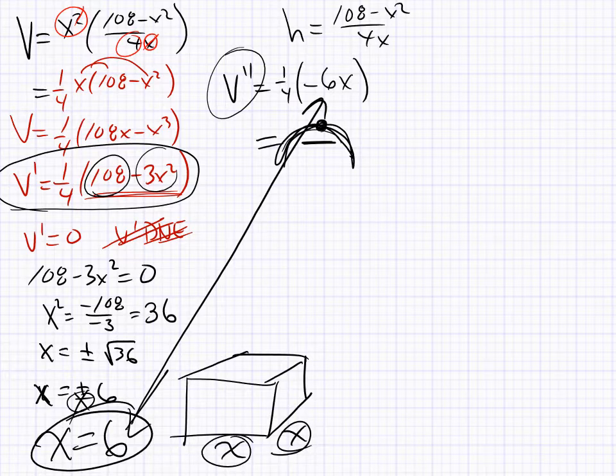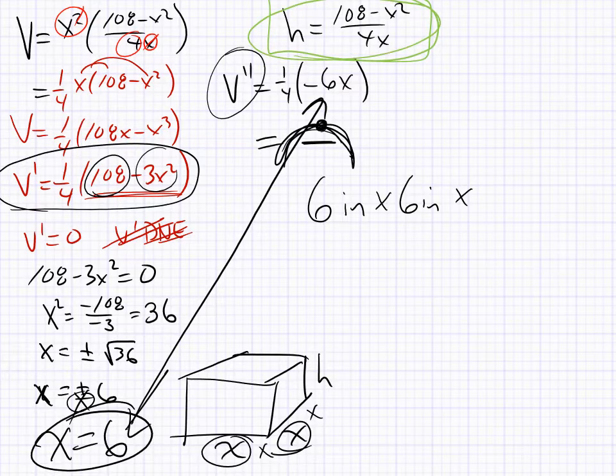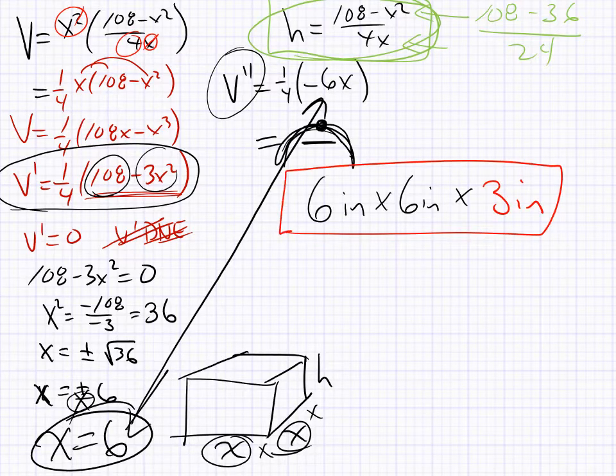Now if you go back to the question and ask, what are the dimensions? Well, the dimensions are x by h. x is 6, so I believe it was in inches. So 6 inches by 6 inches, and we have to figure out what the height was. Remember, we had this equation that told us what the height was in terms of x. If you plug 6 in there, you get 108 minus 36 over 24. It comes out to be that h is 3 inches. So the box that's 6 inches by 6 inches by 3 inches will have the maximum volume.